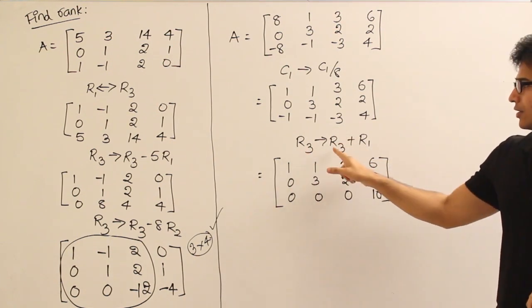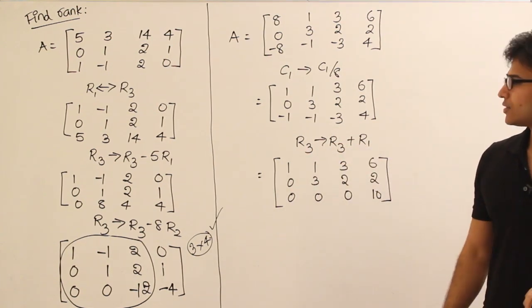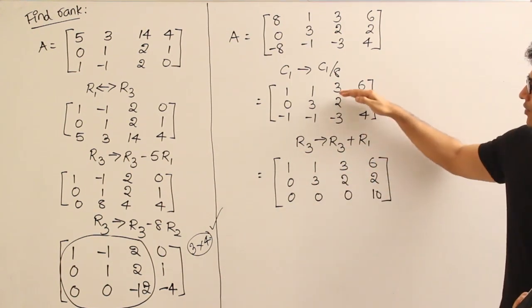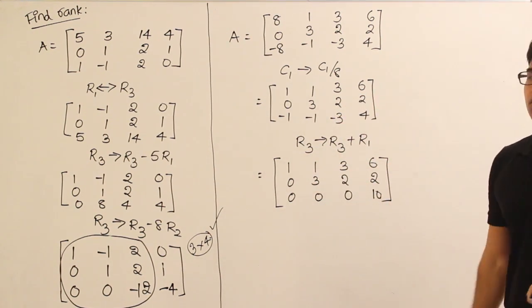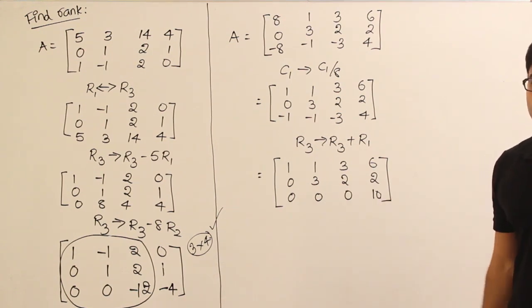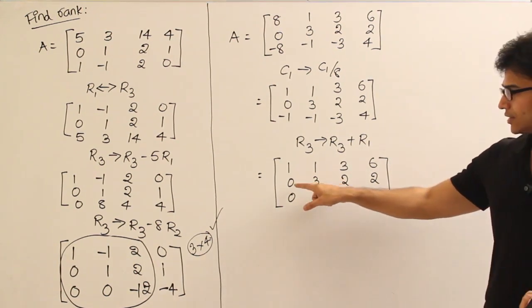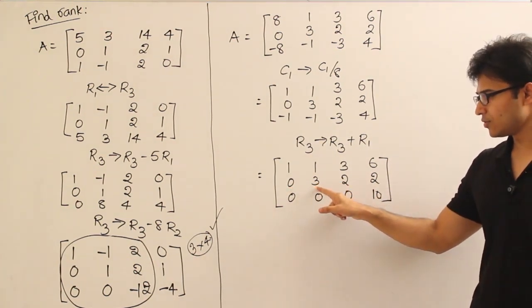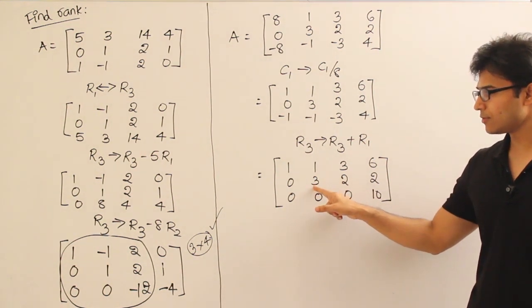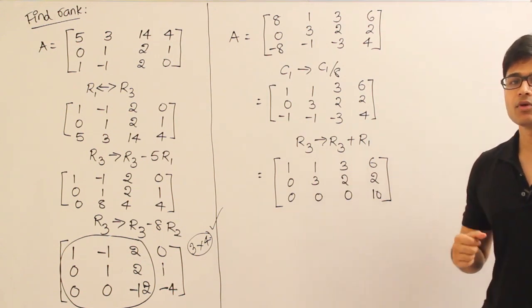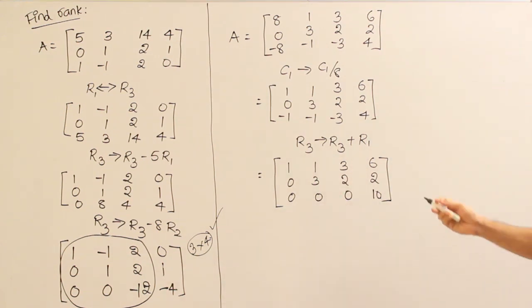Then for R3, I am adding R3 plus R1. Now when I add row 3 and row 1, obviously if you see this, it is what is going to happen. Now again if you watch this final resulting matrix, this is again in echelon form. The reason is the number of zeros before the first non-zero element is going to increase. That is the reason behind it. Now if you see the size of this matrix, it is also 3 by 4.